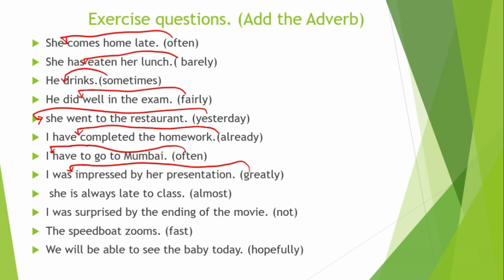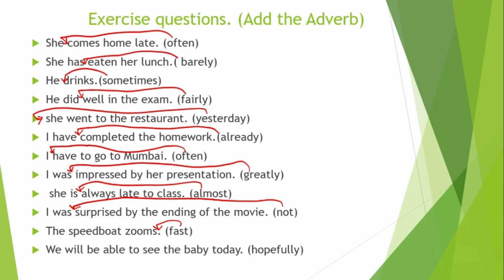She is always late to class. And it is almost. So where are you going to use the word almost? She is almost always late to class. I was surprised by the ending of the movie. So this is negation. I was not surprised by the ending of the movie. The speedboat zooms. So the speedboat zooms how? It zooms fast. So it will come at the end of the sentence.